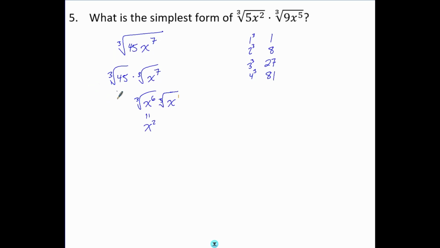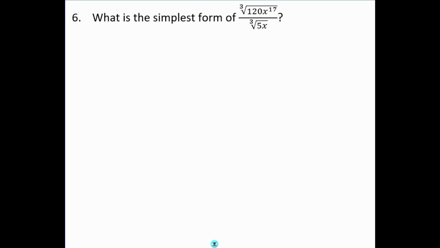And we don't want to forget what we had over here with cube root of 45. But the cube root of x to the 6th does simplify down to x squared. So let's write that outside of the radical. So x squared times the cube root. Inside the cube root, the radicand, we have 45 times x. So if there's nothing to simplify after that, this is going to be the simplest form of this radical above.